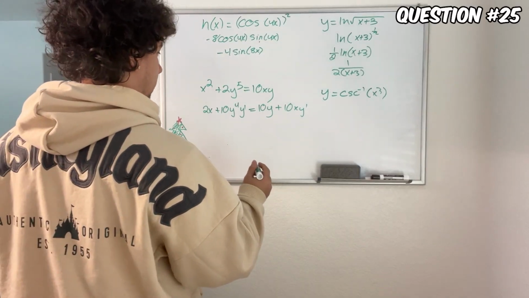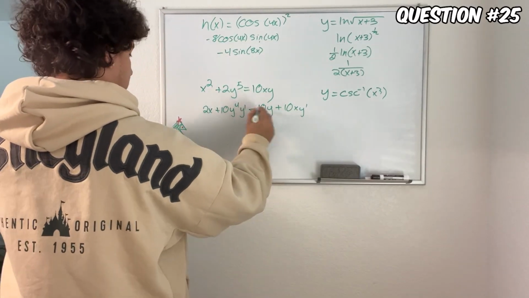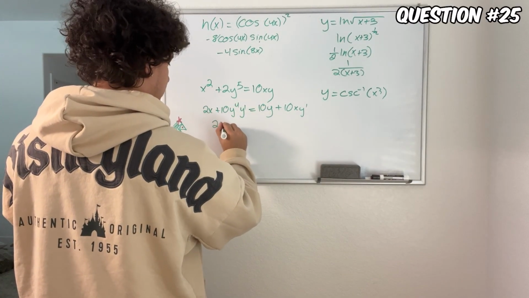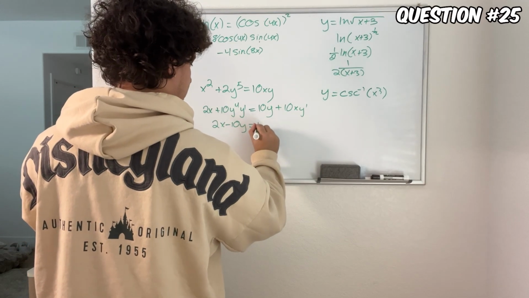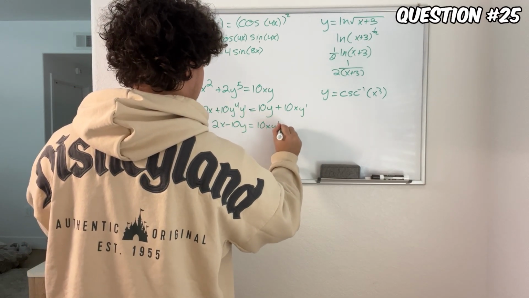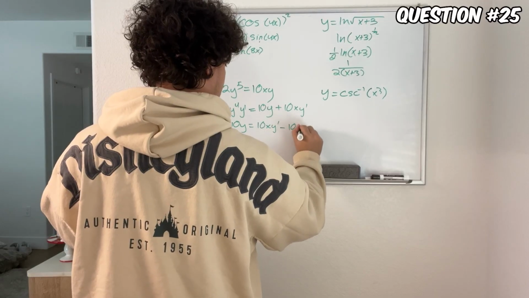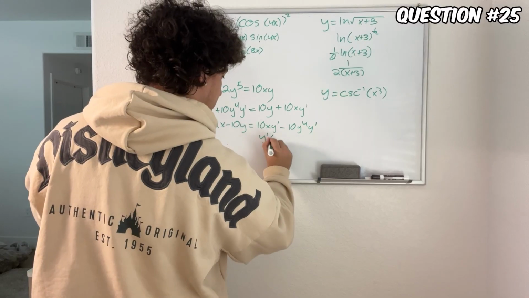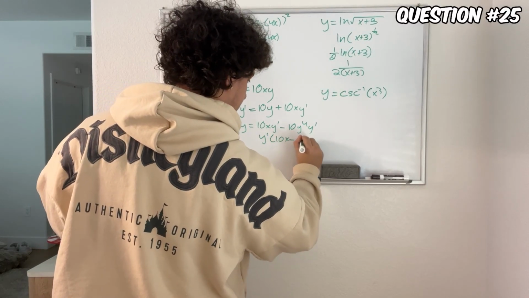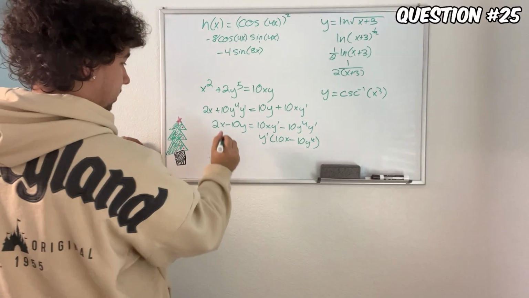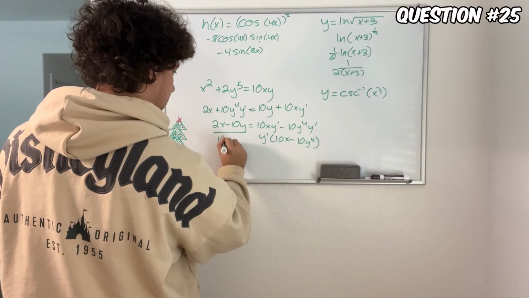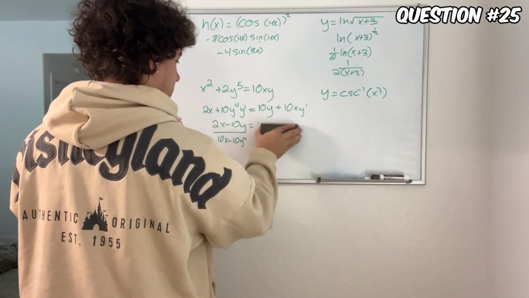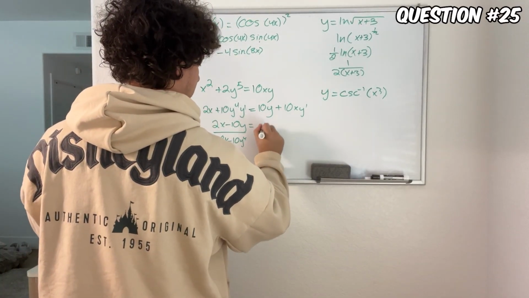And then from here, I'm just going to have to simplify. So right now I'm thinking of where I want to bring it. I think I'm going to bring everything to this side. So I'm going to subtract 10y, and I'm going to subtract 10y to the fourth y prime. So that gives me 2x minus 10y equals 10xy prime minus 10y to the fourth y prime. Then from here, I'm going to factor out y prime to give me 10x minus 10y to the fourth. And then I'm going to divide everything by that. So this is going to be 2x minus 10y over 10x minus 10y to the fourth equals y prime.